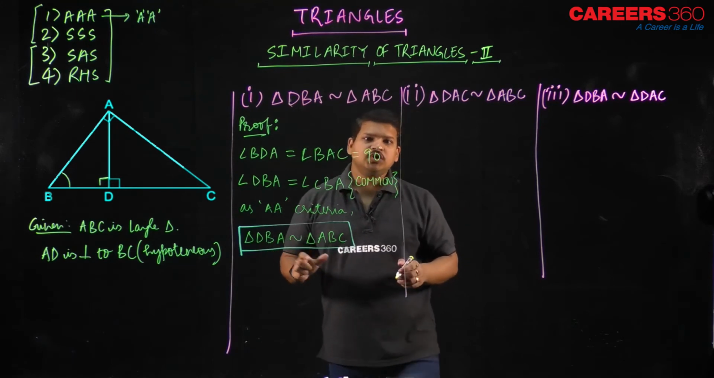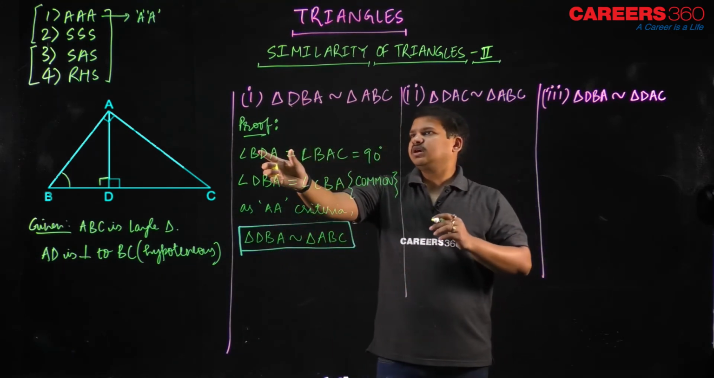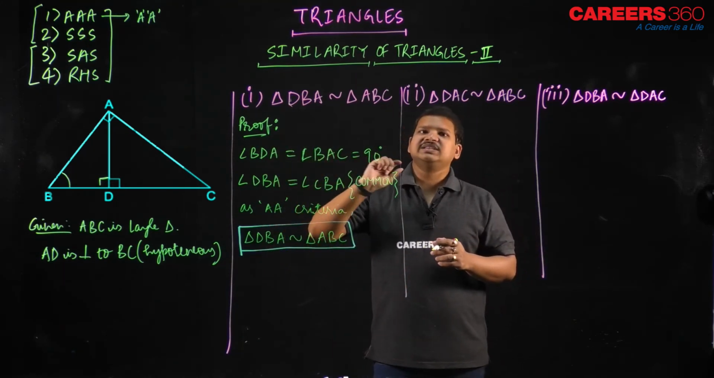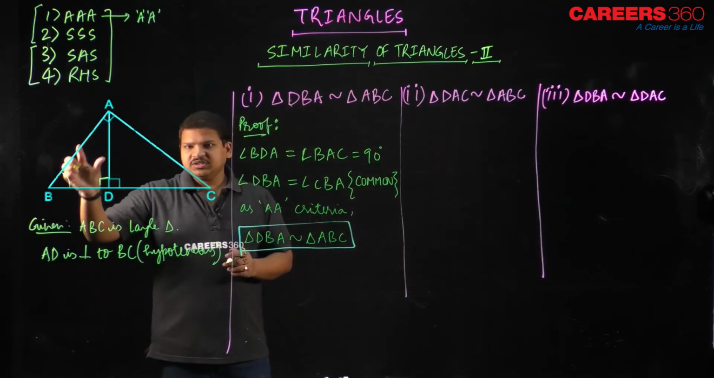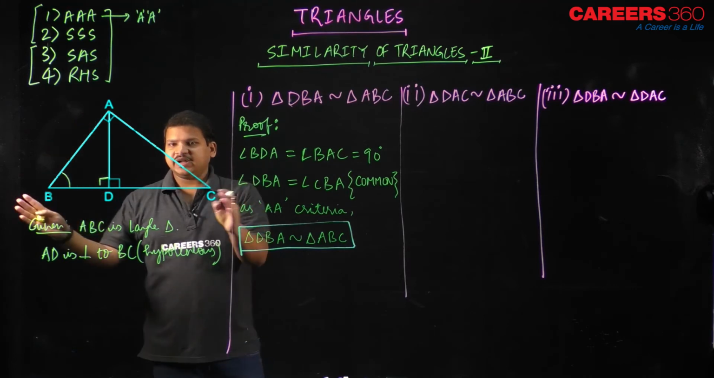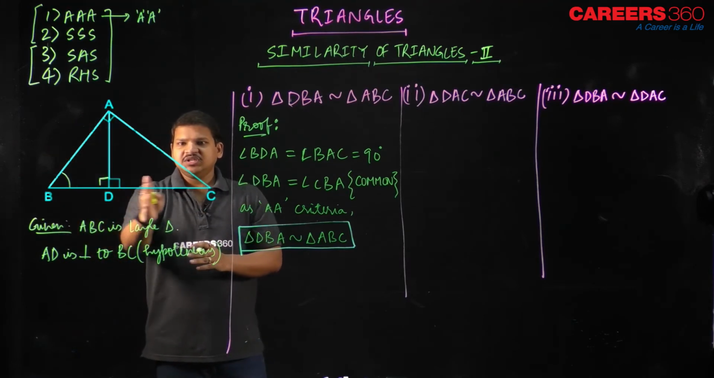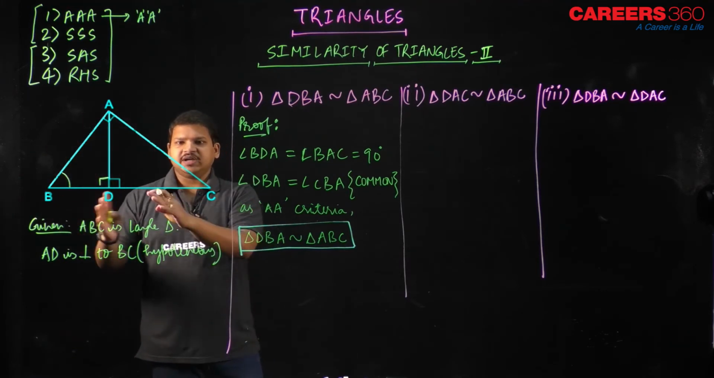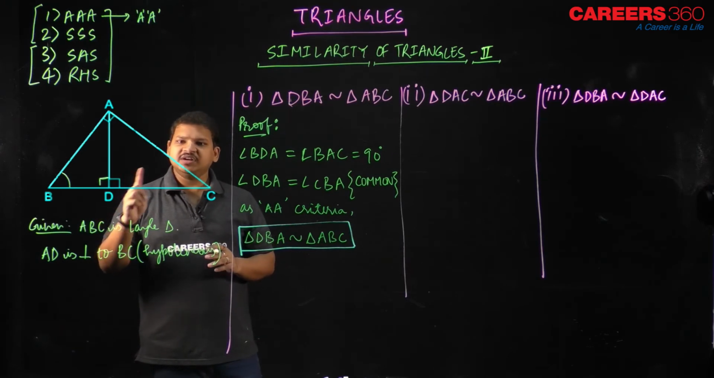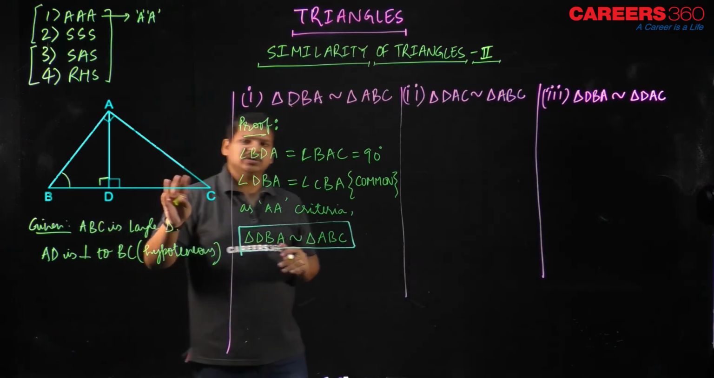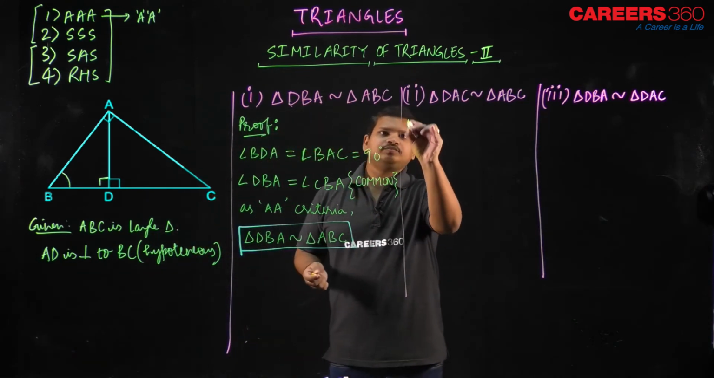Moving forward towards our next proof, and that is again similar to what we have just done. Earlier we were comparing this triangle with the bigger triangle. Now we are comparing this triangle with the bigger triangle. So the analogy will be the same. How? As you can see, we have 90 degrees, we have one common angle, right? So let's quickly wrap it up.